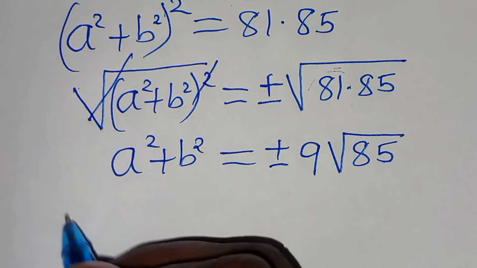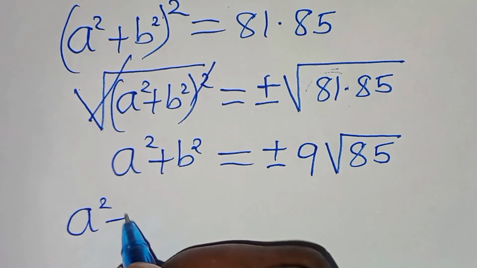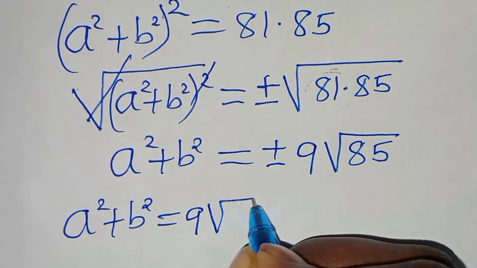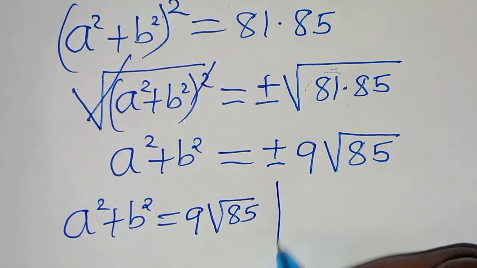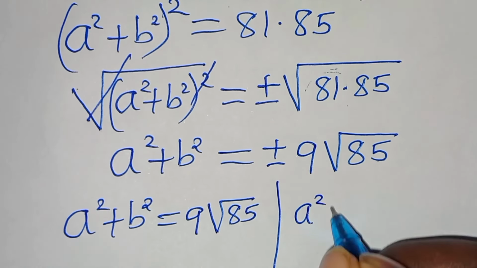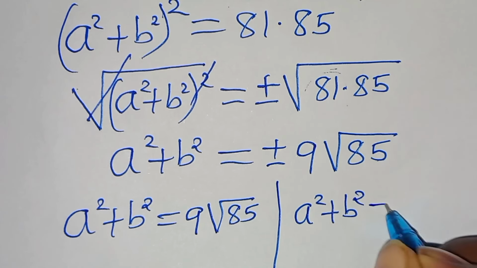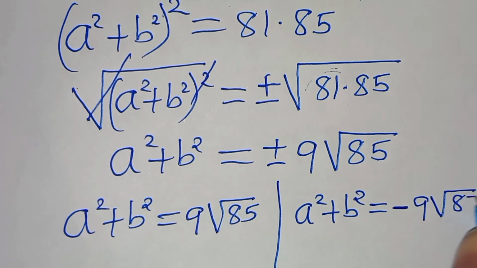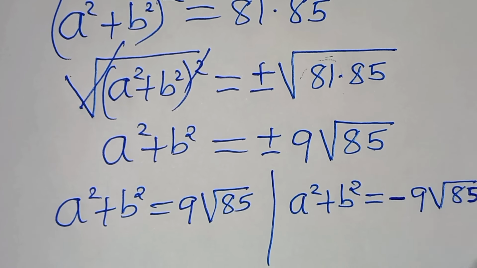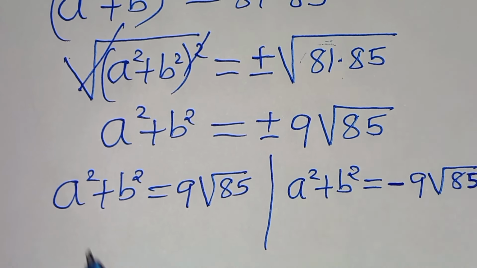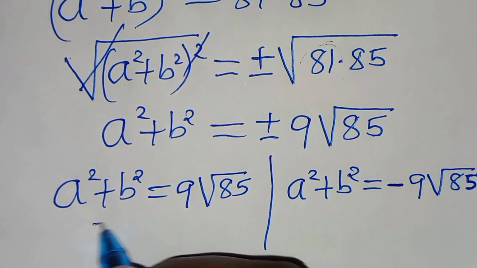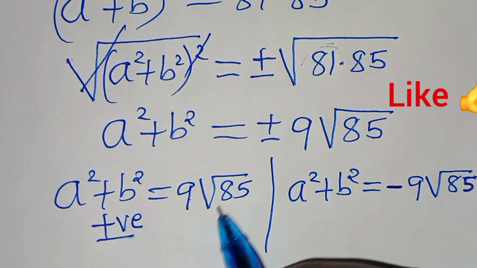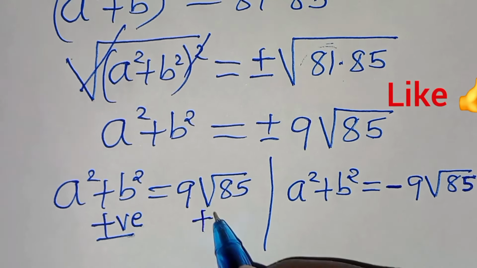Now this implies that we have two values of a squared plus b squared. This is equal to 9 square root of 85, and then we have a squared plus b squared equal to negative 9 square root of 85. The next step is that a squared plus b squared will give us a positive value, and this is equal to 9 square root of 85, which is also positive.